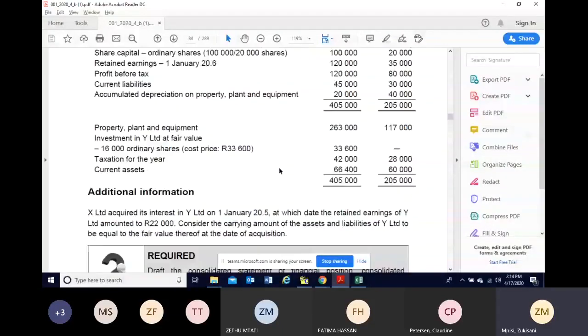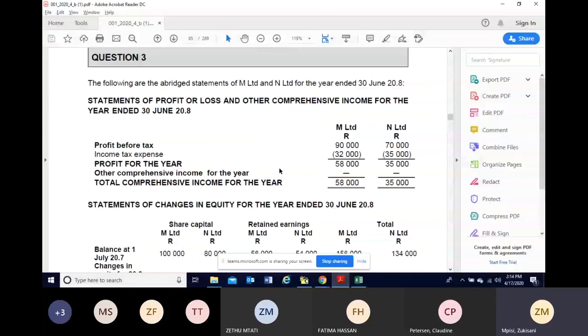And all the basics of the notes, I will try to explain throughout our question 3.